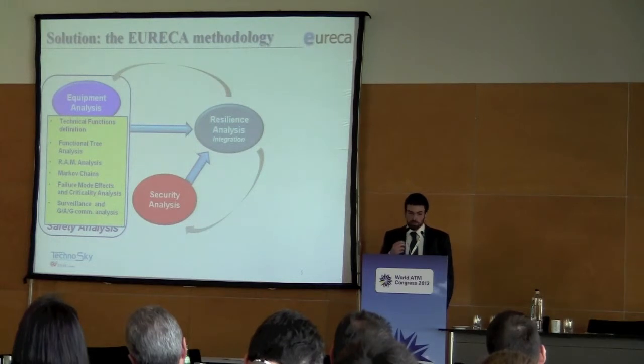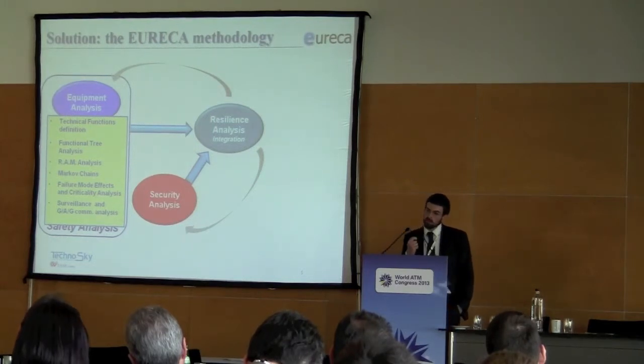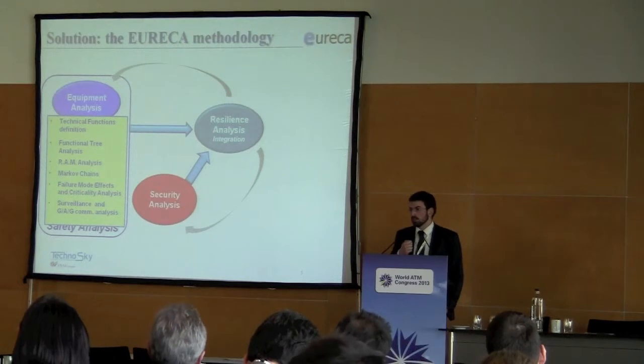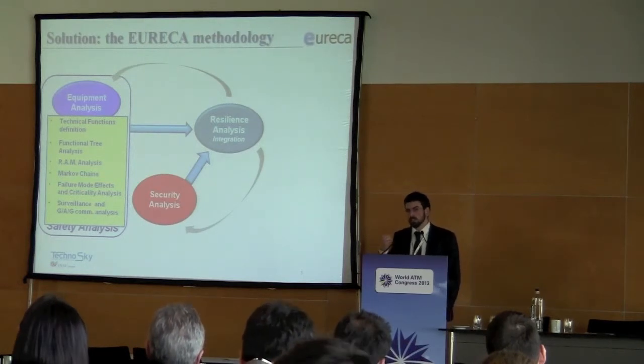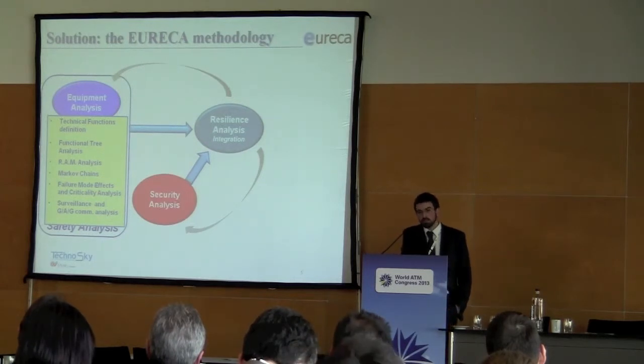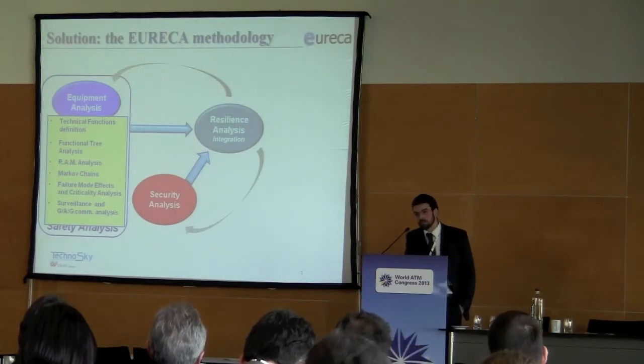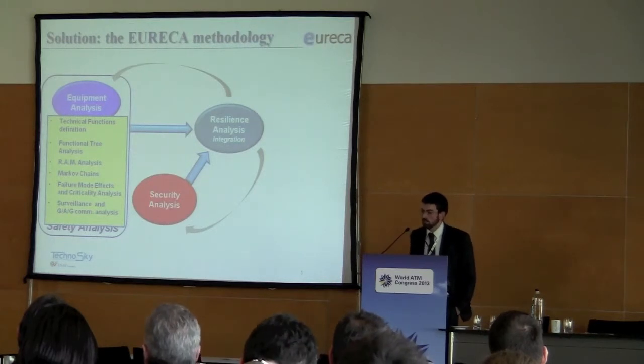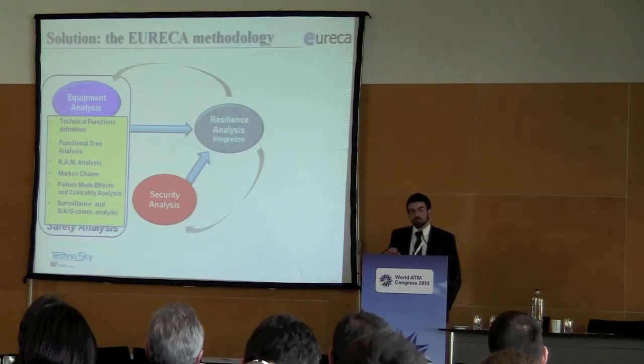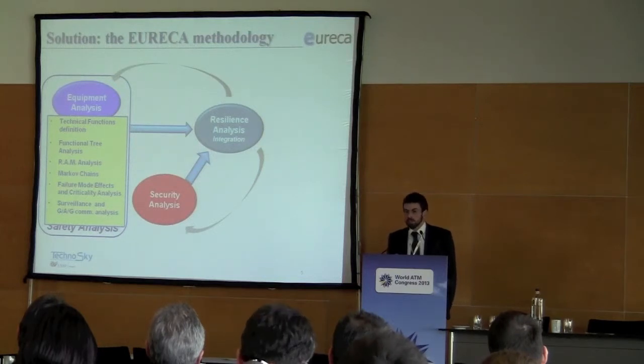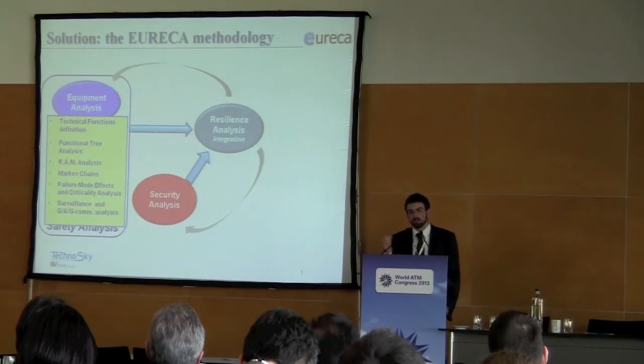Then we have to perform a quantitative calculus of the safety and of the security, of course. This is possible through the so-called RAM analysis, that is reliability, availability, and maintainability analysis, and I will show you. Then it is required to perform the Markov chains. Markov chains, from the point of view of the equipment analysis, are very close to resilience.